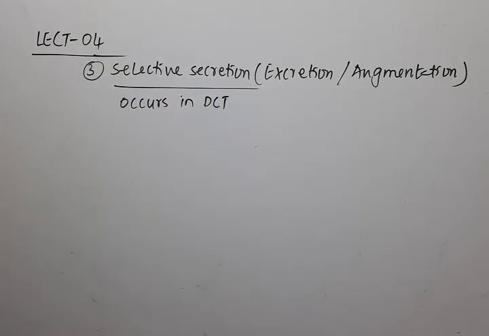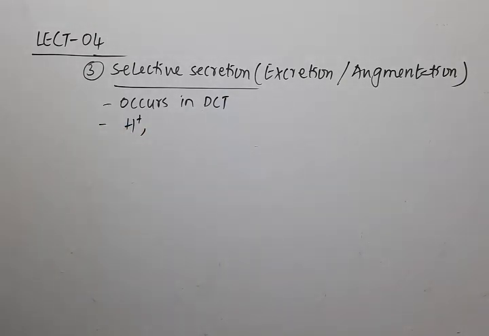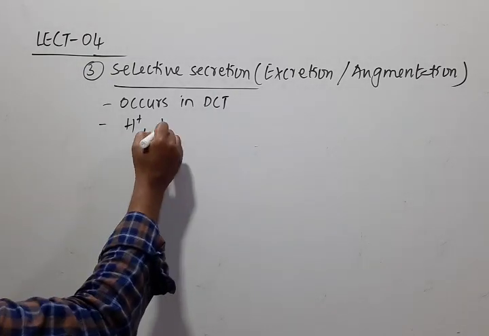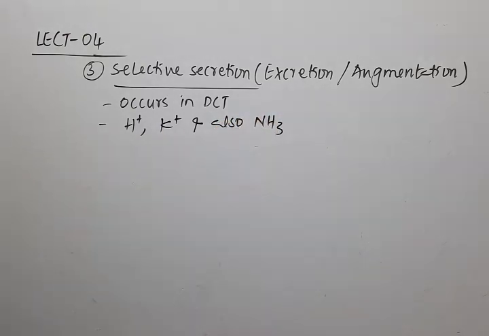Substances like hydrogen, potassium, and also ammonia will be selectively secreted, and that actually helps in maintaining the pH and also the sodium potassium levels in the blood circulation. We have already seen that in the functions of the distal convoluted tubule. That's about the urine formation.